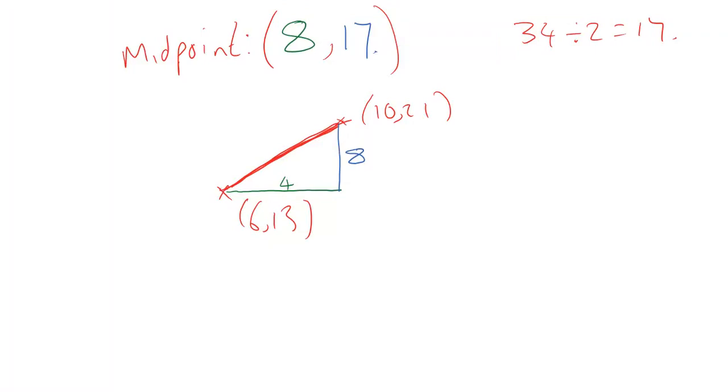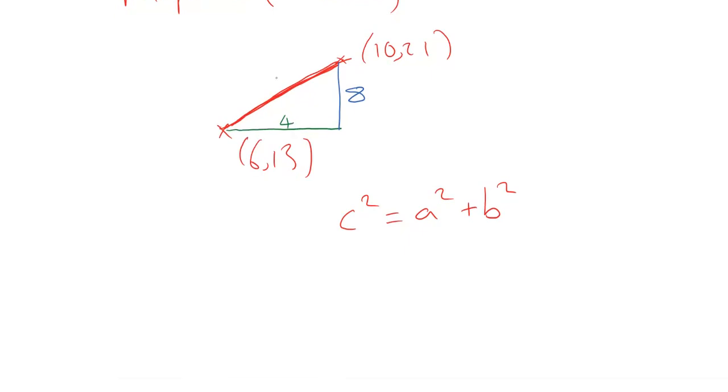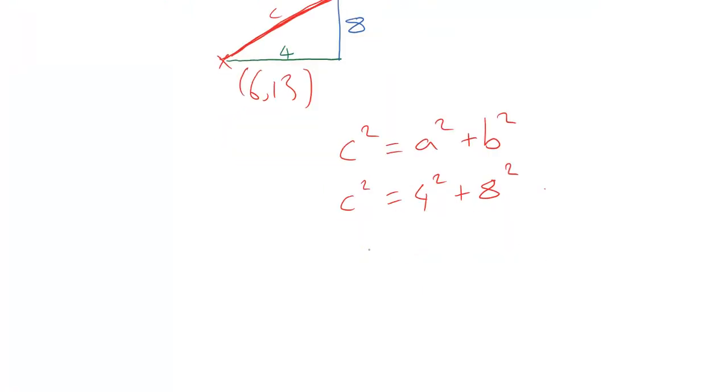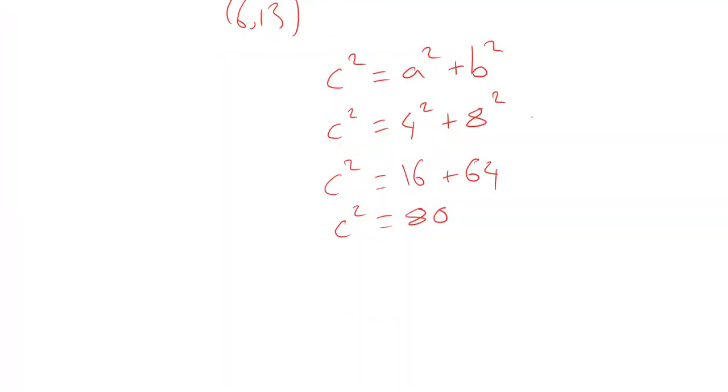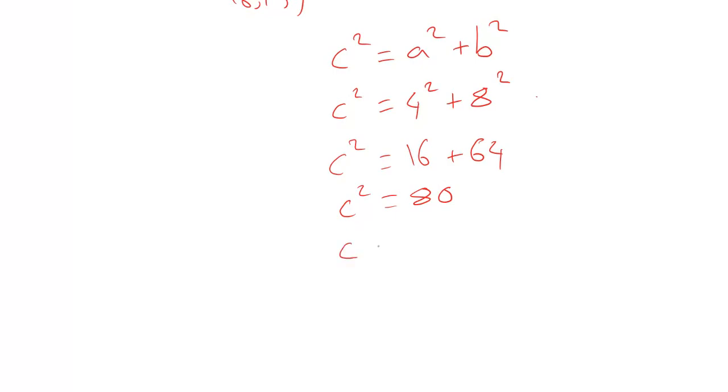Now, Pythagoras says that that hypotenuse, and let's call it c, squared is the sum of the other two sides squared. So if we label that with a little c, look, c squared is going to be 4 squared plus 8 squared. So if we do this nice and simply, well, 4 squared is 16 and 8 squared is 64. Now, if we add those together, we're going to get 80. So c squared is equal to 80. And now if we square root that, we're going to end up with our length.